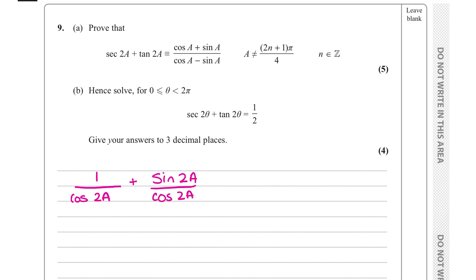Now, my denominators are the same, so I can add them together. So I get 1 plus sine 2A over cos 2A. Okay? Now, cos of 2A is sine squared minus cos squared, is that right?